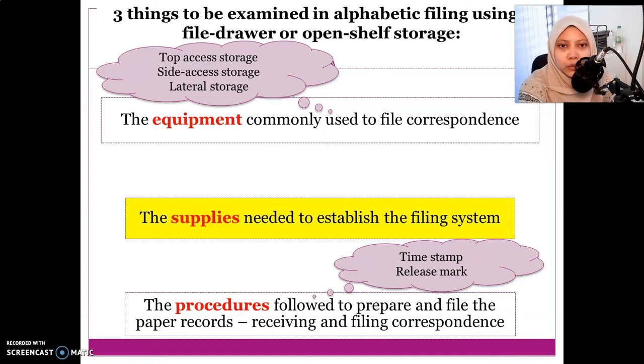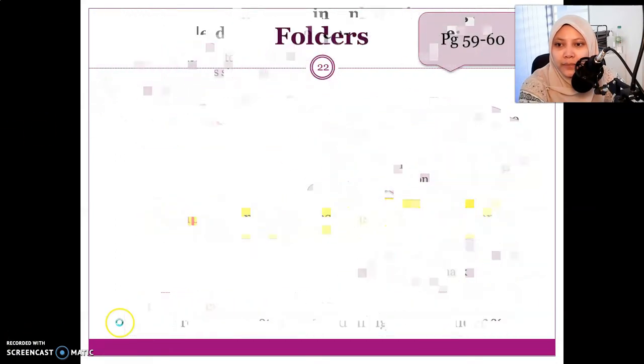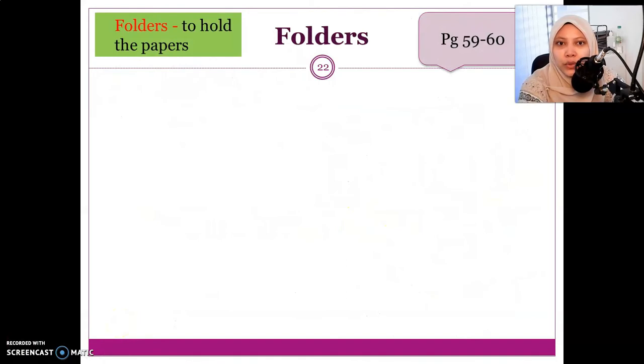Apart from that, we already covered one element in the supplies. As we know, for the supplies we have guides, folder, labels, tab, and caption. Previously we already covered one of them, which is the guides. So today we are going to continue with the other parts of the supplies, starting with the folder.